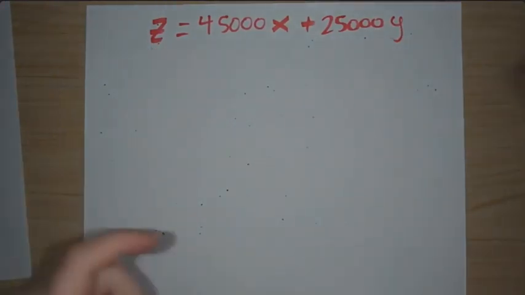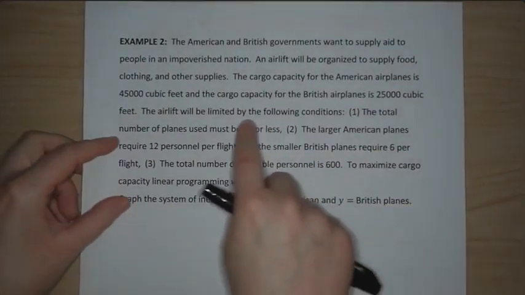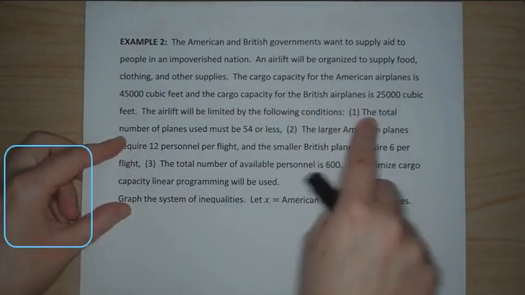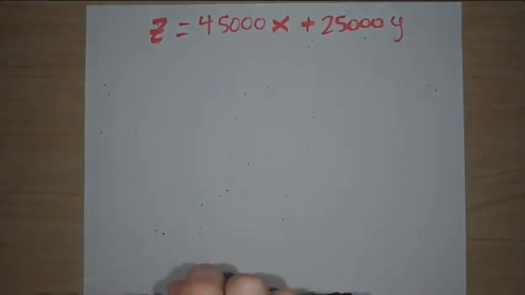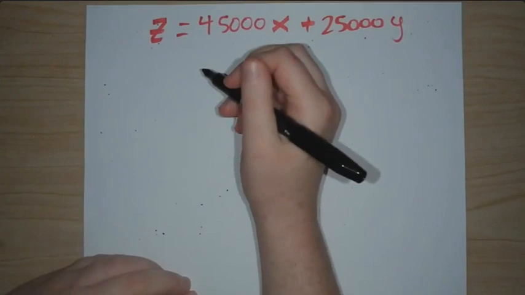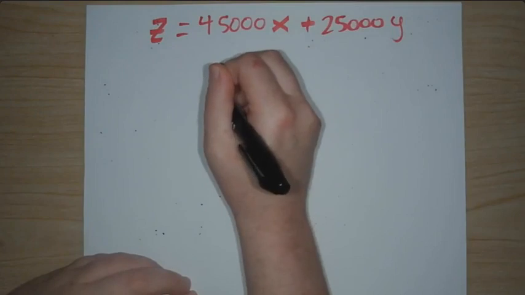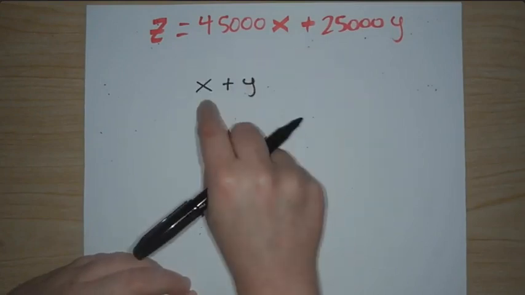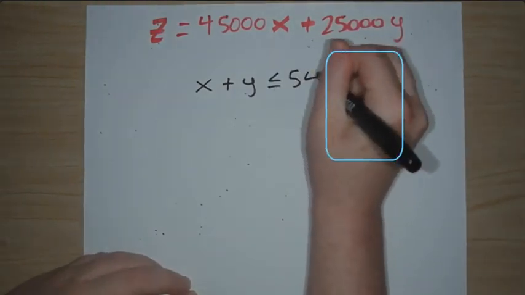Next, what we're going to do is figure out what constraints we're under. Going back to our problem, we have our constraints. The airlift will be limited by the following conditions. 1, the total number of planes used must be 54 or less. So that's our first condition. Our total number of planes is 54 or less, so that will be x plus y. Our American airplanes plus our British airplanes must be less than or equal to 54. So that's our first one.